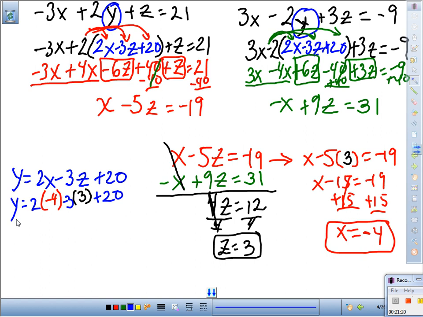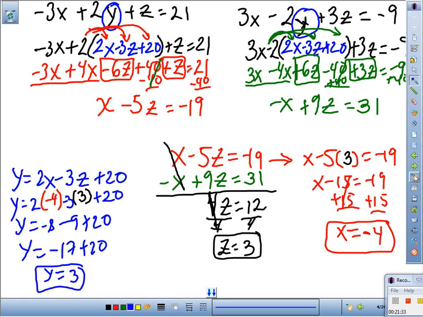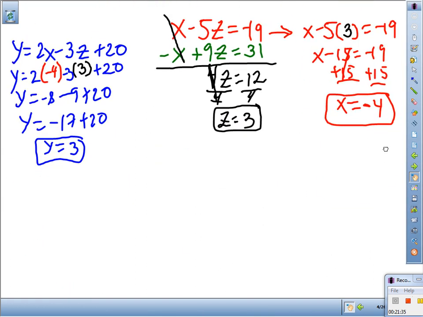Let's simplify. y equals negative 8 minus 9 plus 20. What is negative 8 minus 9? Negative 17 plus 20. Therefore, y equals 3. You're like, what? Let's go.